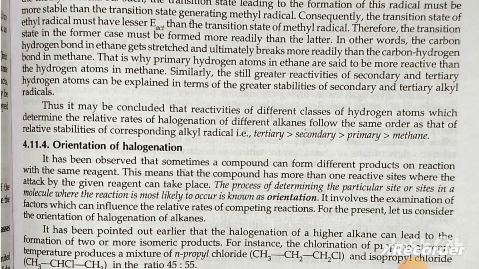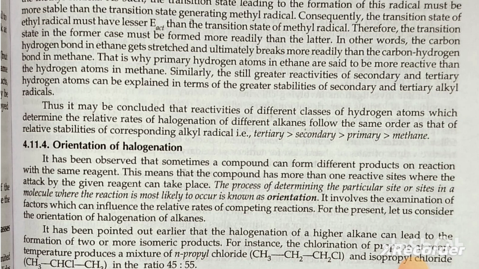Similarly, the still greater reactivities of secondary and tertiary hydrogen atoms can be explained in terms of greater stabilities of secondary and tertiary alkyl radicals. Thus, it may be concluded that reactivities of different classes of hydrogen atom which determine the relative rate of halogenation of different alkanes follow the same order as that of the relative stabilities of corresponding alkyl radicals, tertiary greater than secondary greater than primary greater than methane.